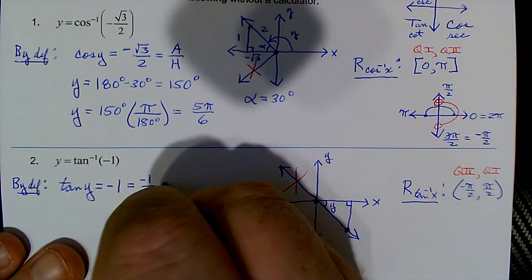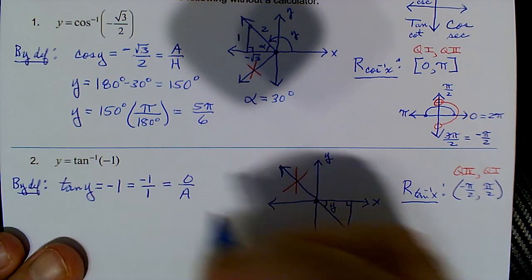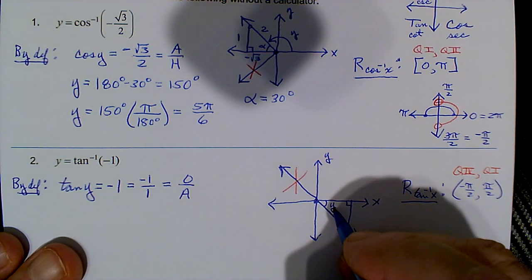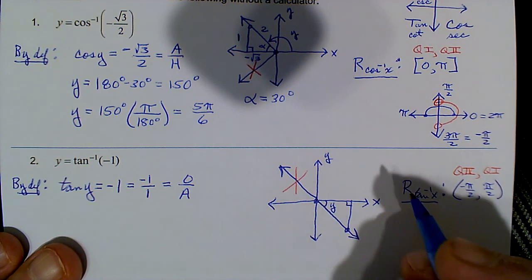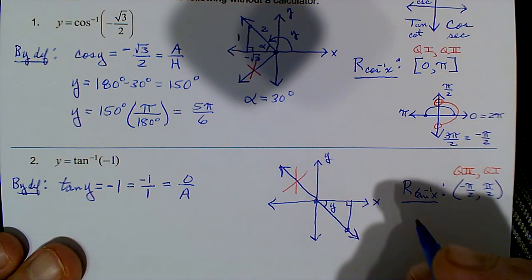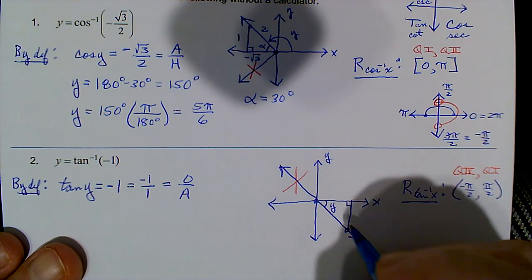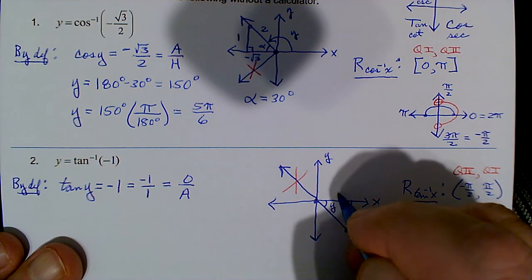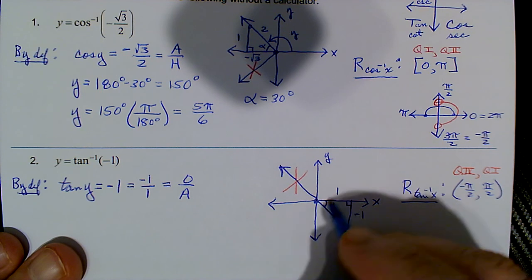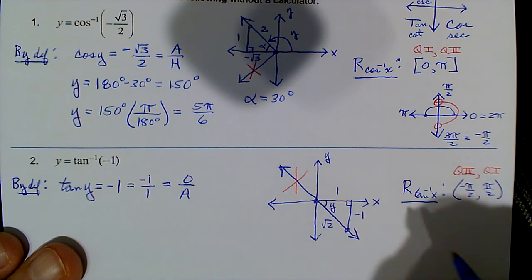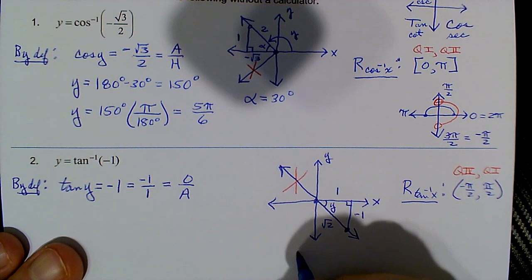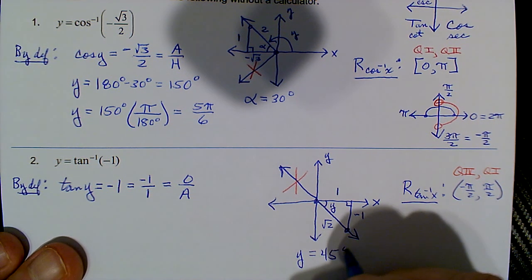So by definition, tangent is opposite over adjacent. With respect to the angle y, the reference angle, there's the reference angle theorem. I neglected to mention that last time. The reference angles have the same trigonometric value as the actual angle. So tangent is opposite -1, adjacent 1. Immediately, that's your 45-45-90, because both legs are 1s. So we know that's radical 2, and the angle y must be 45 degrees.